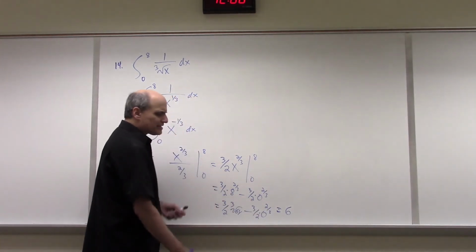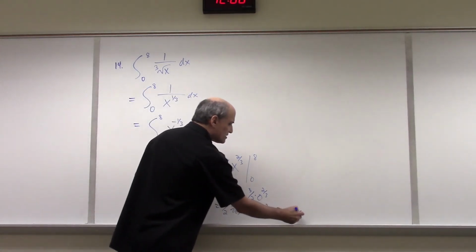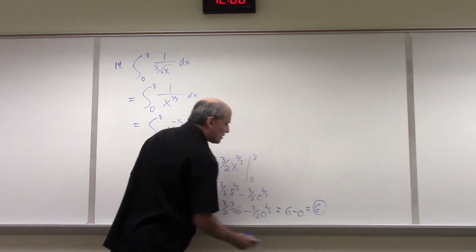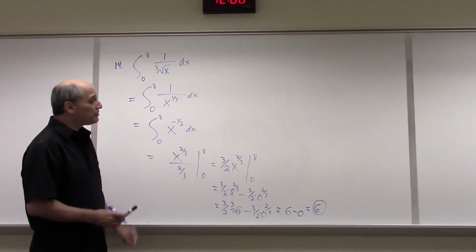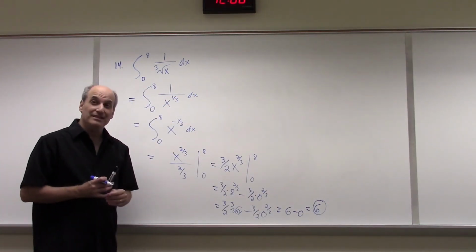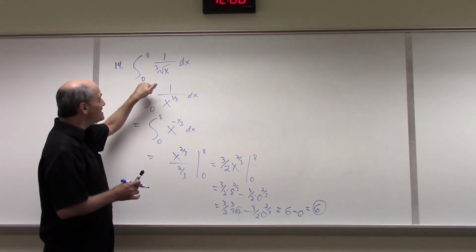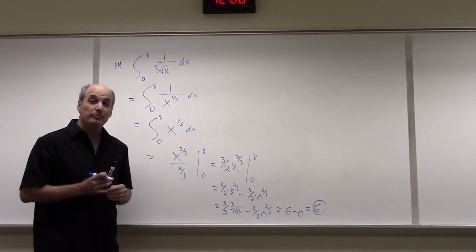0 raised to any positive power is 0, so this is just 0. So it does look like this integral converges. That is, the answer is indeed 6, even though the function isn't defined at 0. Pretty freaky, huh?